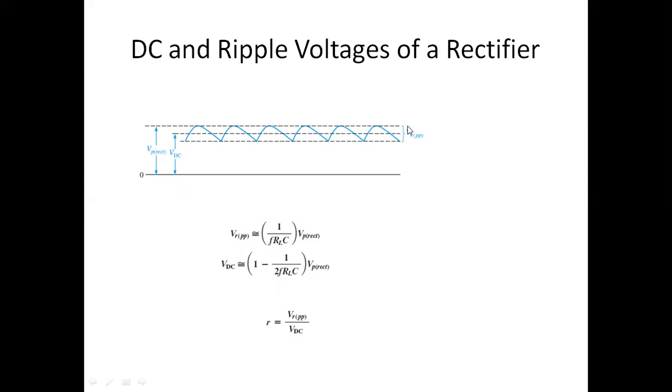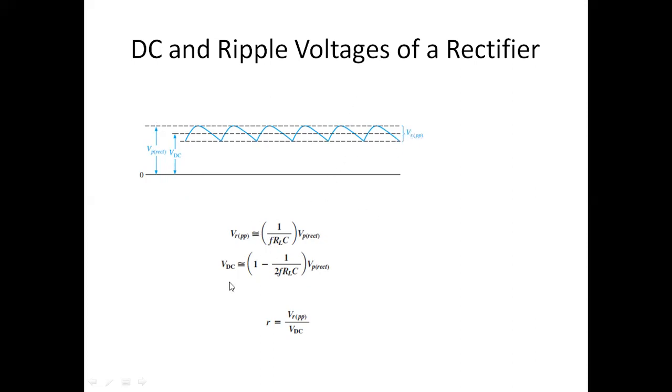Okay. And using those parameters, we can calculate the peak to peak ripple voltage, which is equal to 1 over the frequency of the signal. And remember, if we are dealing with a full wave rectifier, this frequency should be twice the frequency of the input voltage, times the resistance of the load, times the capacitance. Capacitance is a property of the capacitor. All that multiplied by the peak rectified voltage. So that gives you the peak to peak ripple voltage.